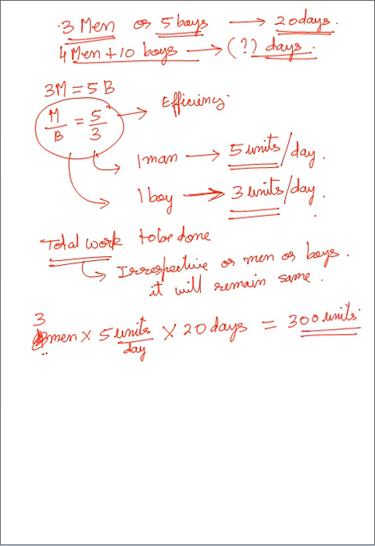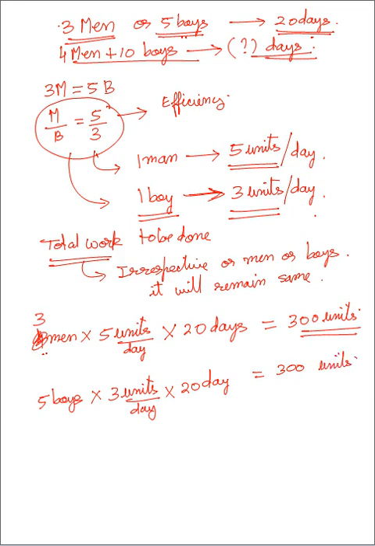Even if I take with respect to boy also. Number of boys is 5. 5 boys are completing the work in 20 days. So suppose I am taking with respect to boy, its efficiency, see, it does not matter man or boy because ultimately we are taking the efficiency. So one boy's efficiency is 3 units per day. And how much time is he working? For 20 days. Same, the answer will be 300 units only. So total work to be done is 300 units.